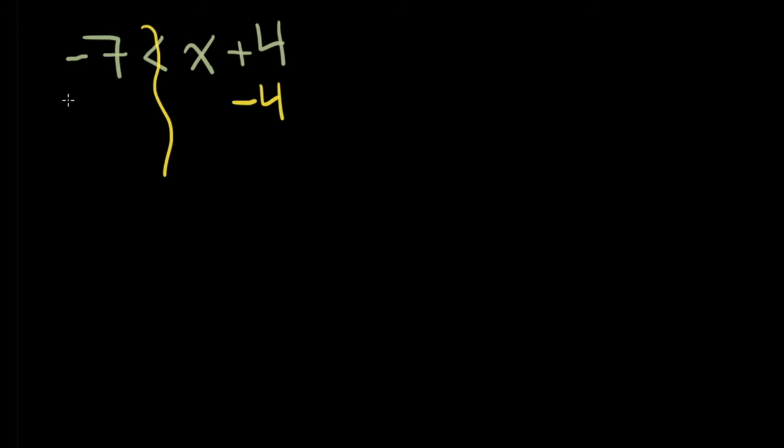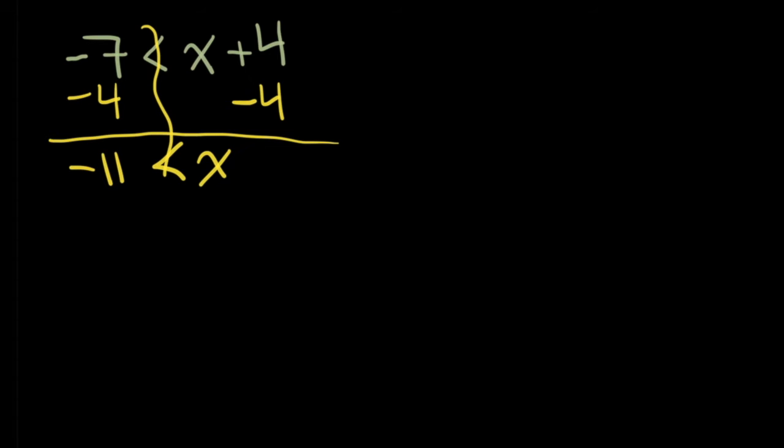So let's get rid of that and get some other questions. Let's just say you had negative 7 is less than x plus 4. I know, kind of crazy. The x is on the right-hand side, but don't fear. We're going to go on two sides. I'm going to subtract 4 from both sides. And here, we're going to say negative 11 is less than x.